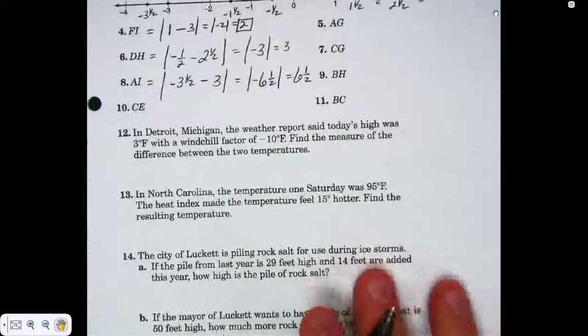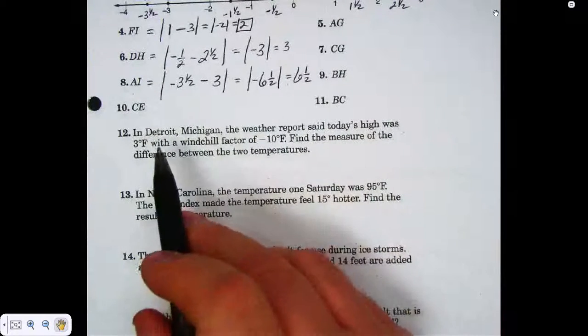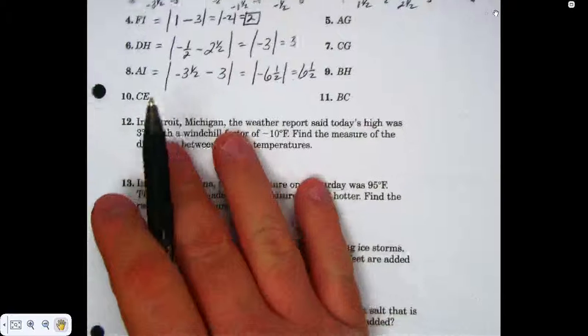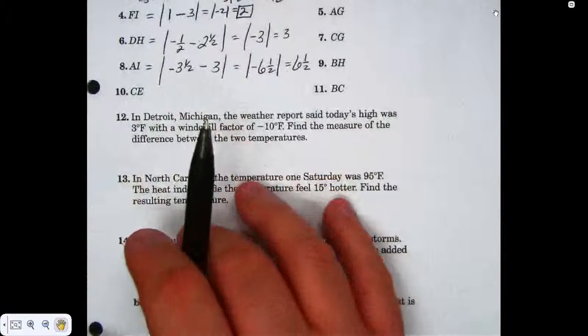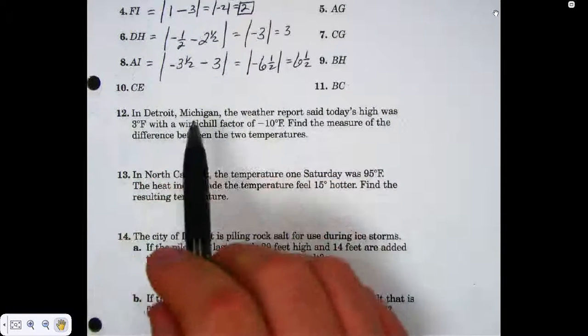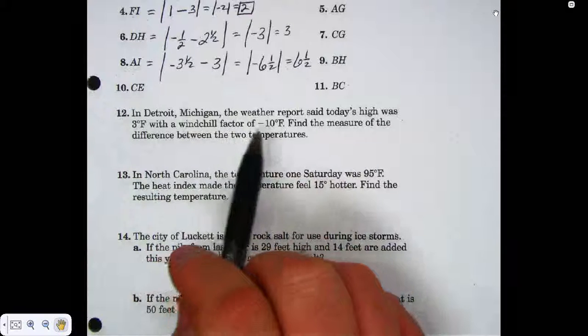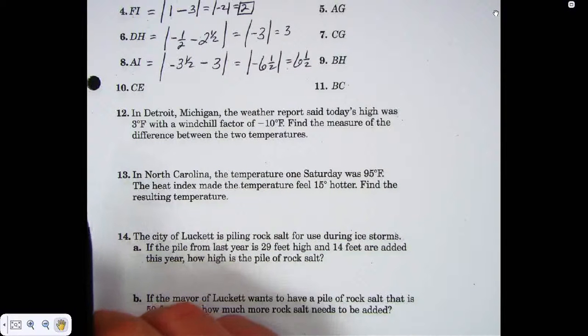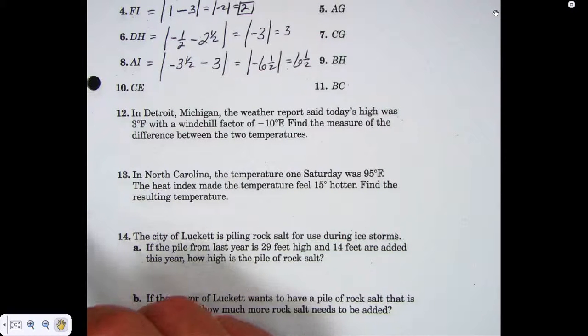Now, what are they doing down here on number 12? And I'll zoom it out and freeze it when we're done, so you guys stop writing, okay? So you can finish writing down. In Detroit, Michigan, the weather report says today's high was 3 degrees with a wind chill factor of -10. Find the measure of the difference between the two temperatures.